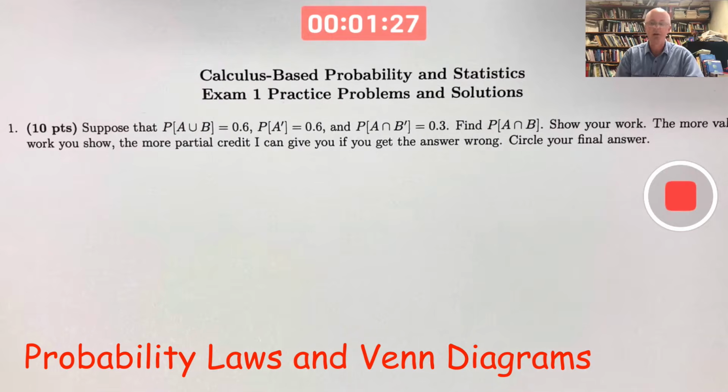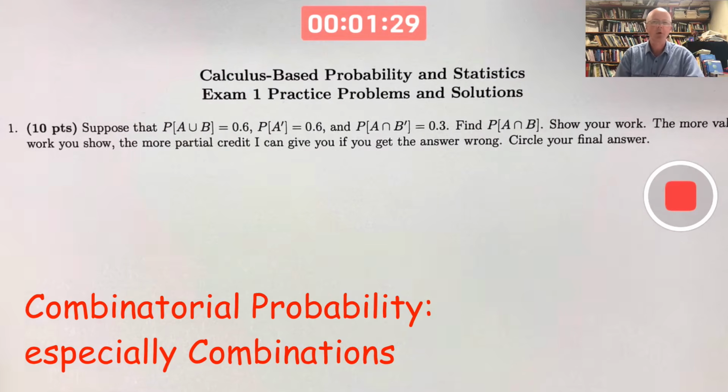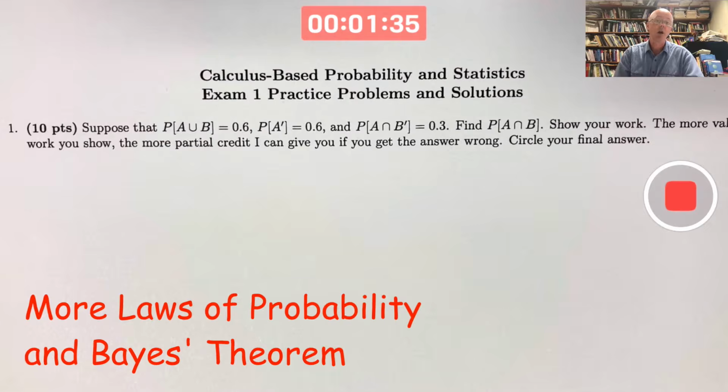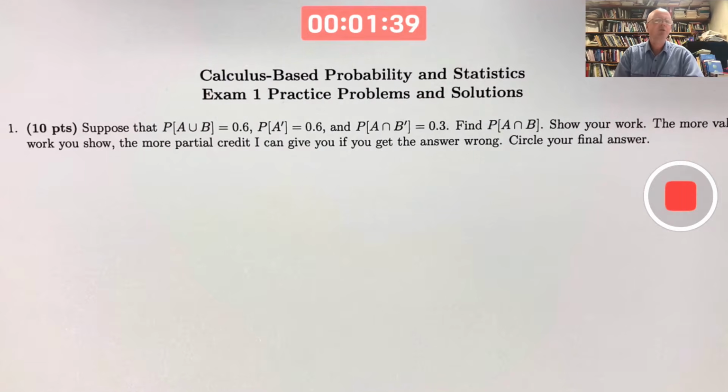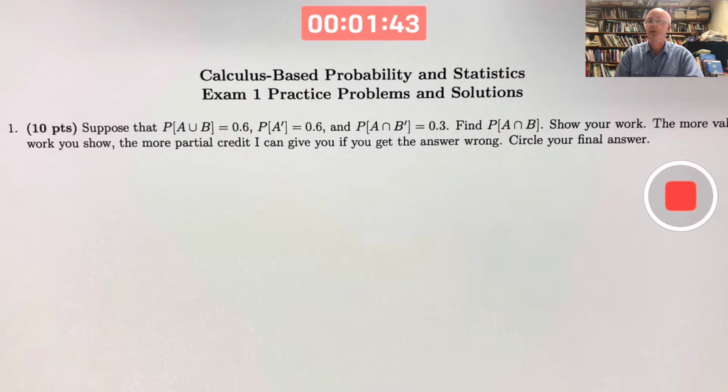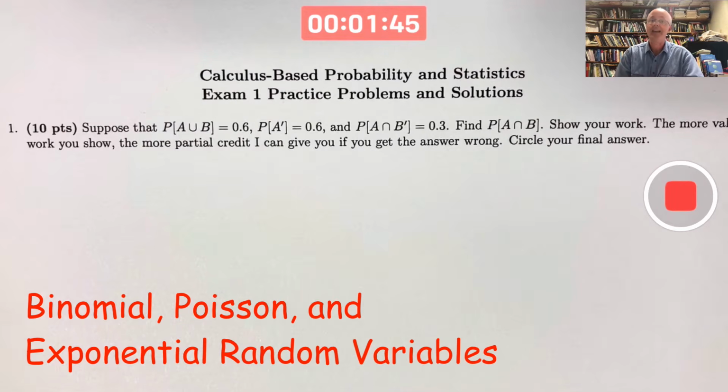We'll use a Venn diagram to help us solve this one. Combinatorial probability, where we need to use combinations and perhaps permutations. We also get into, for example, laws of probability like the independence rule, Bayes' theorem. We get into discrete and a little bit with continuous random variables, particular random variables like binomial, Poisson, and exponential. So let's go ahead and get started.